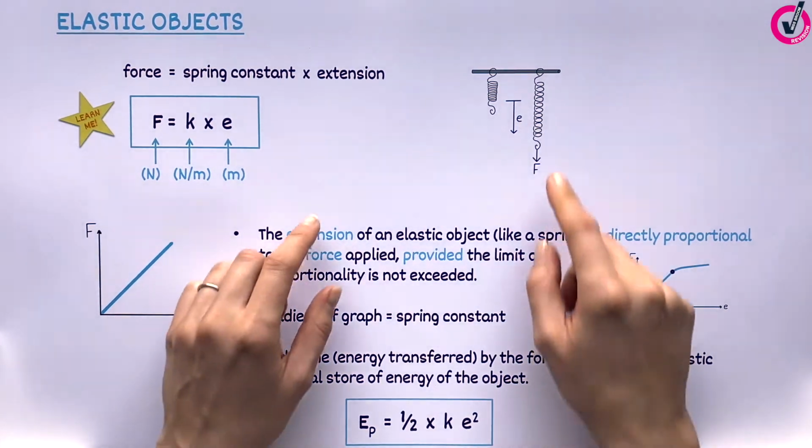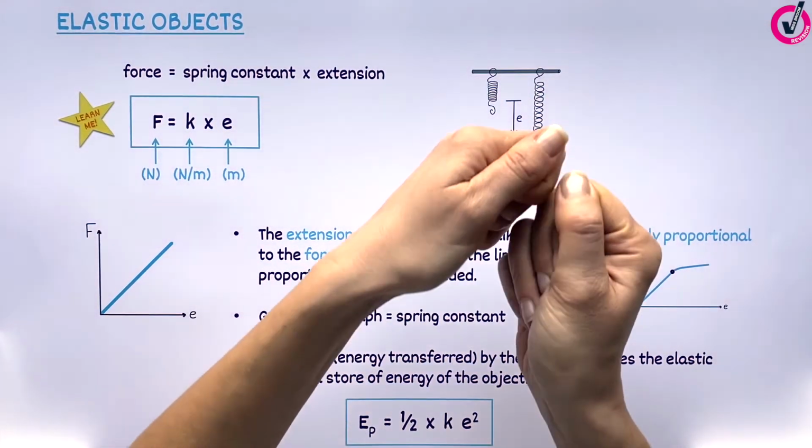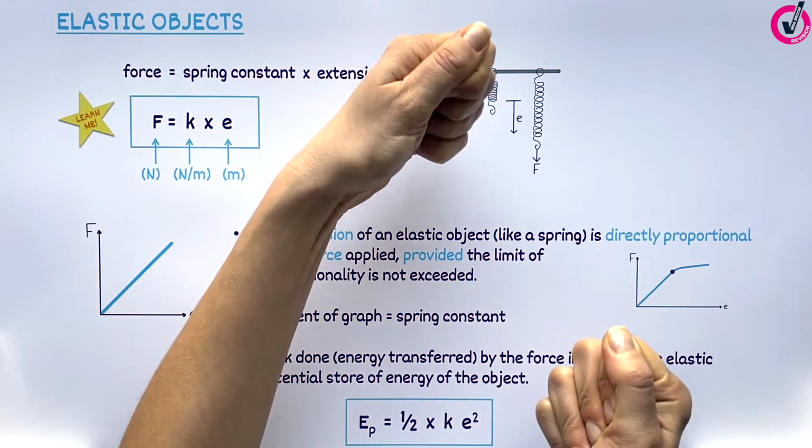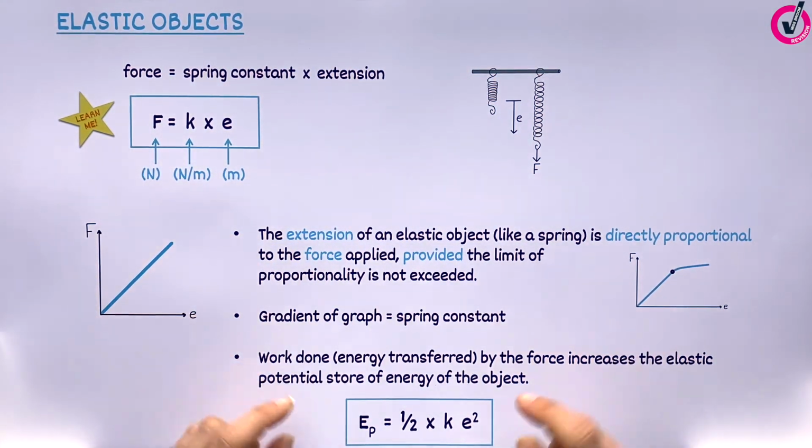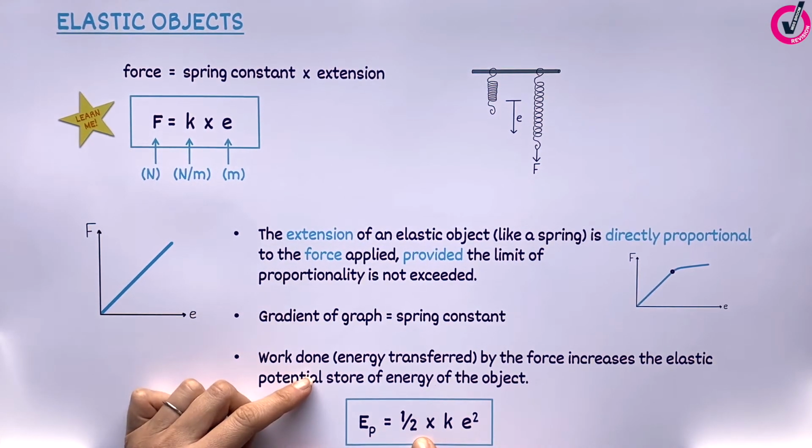Finally, a force pulling down on a spring does work. This increases the elastic potential store of energy of the spring. You can calculate this using the equation elastic potential energy is a half multiplied by the spring constant multiplied by the extension squared. This is given to you on the exam, you just need to be able to use it.